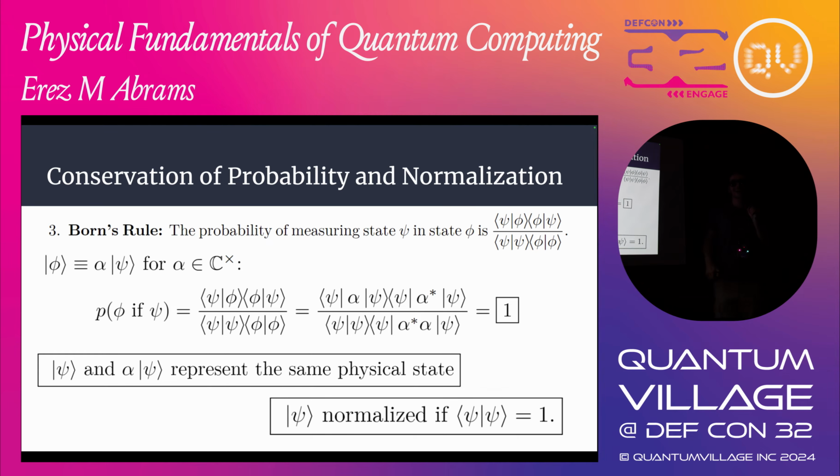And so to make these things a little bit more convenient, we're going to call a state psi normalized if the norm of psi is 1. That means that this denominator disappears. And now Born's rule just says that the probability of measuring a normalized state psi in a normalized state phi is this numerator, which is a lot nicer. And we can make it even nicer.